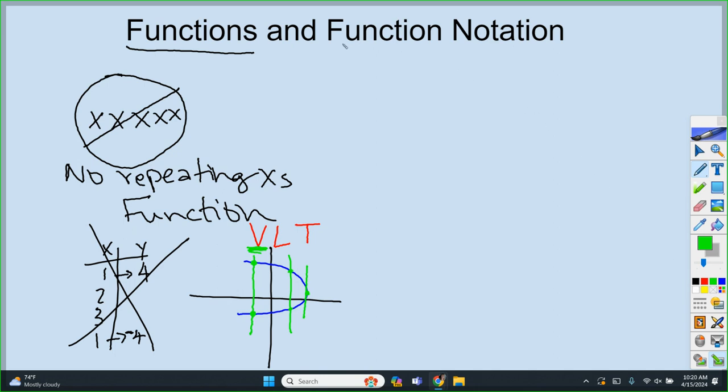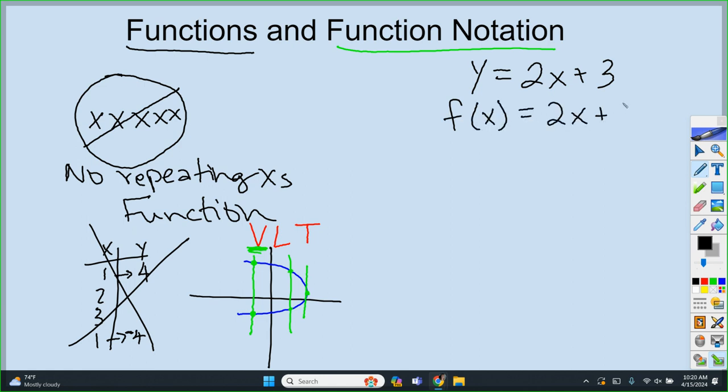So the other thing I want to talk to you today about is function notation. So remember, function notation is, let's say we have y equals 2x plus 3. Function notation is, instead of y, we say f of x equals 2x plus 3. They mean the exact same thing, but this is function notation. So we should be able to evaluate things in function notation. For example, let's say, given f of x equals 2x plus 3, so we're ignoring this one now.